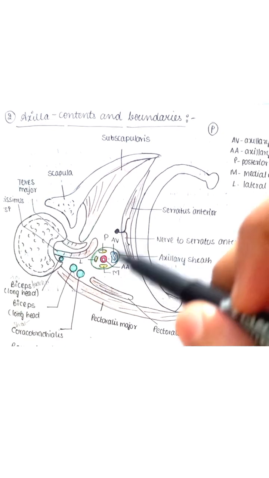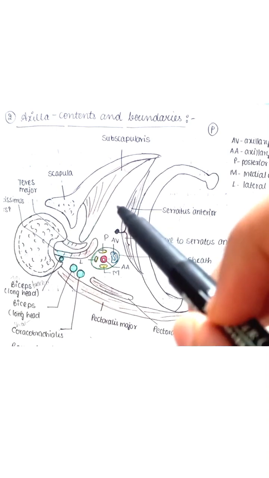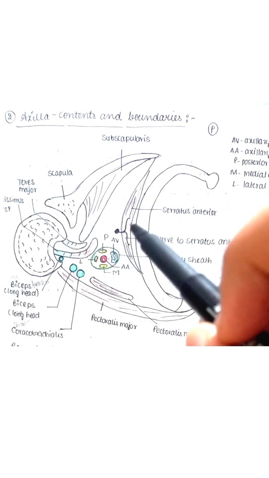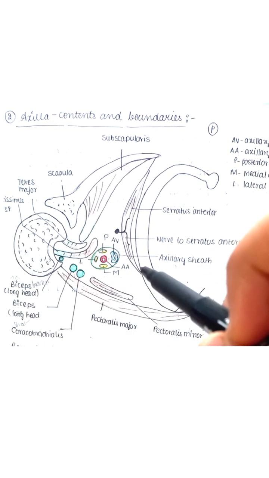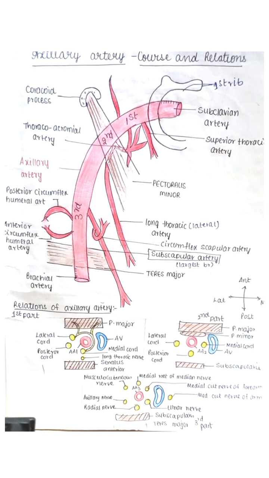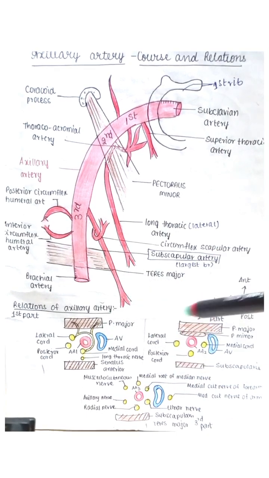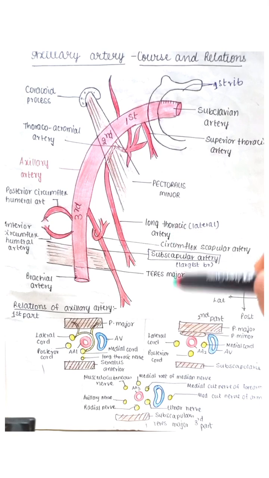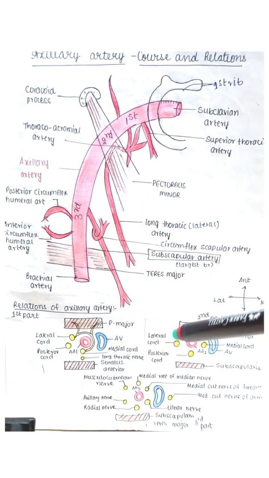The axillary vein is always medial to the artery, and the cords of the brachial plexus form its relations mainly to the second part of the artery. Now let's study the relations of the axillary artery separately for each part. Let's represent it in cross section: the first part, second part and the third part. A common relation for all of them is the axillary vein being medial to the artery.